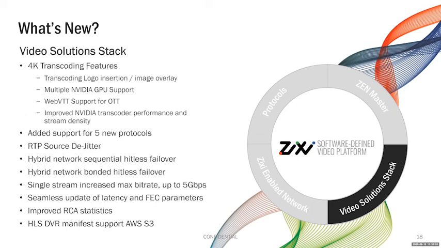We added the 5 new protocols to the platform. Just because we have some customers who had some source jitter issues, we introduced a capability to take RTP source and de-jitter it. So even if you have a source issue, we can fix it. And then, what we do with our hybrid hitless failover and bonding, so we can bond across different IP networks. We have patented technology to do hitless failover across different networks and across different protocols.